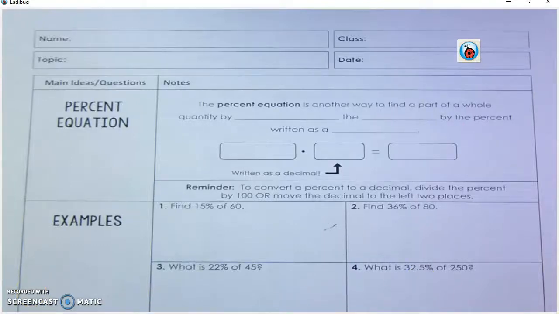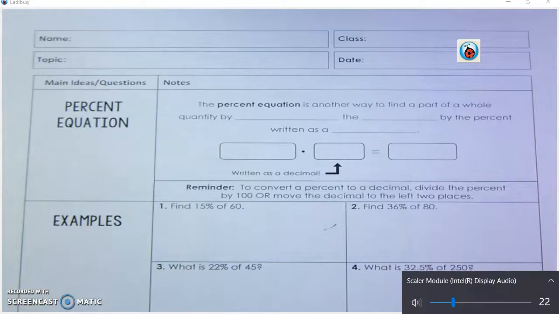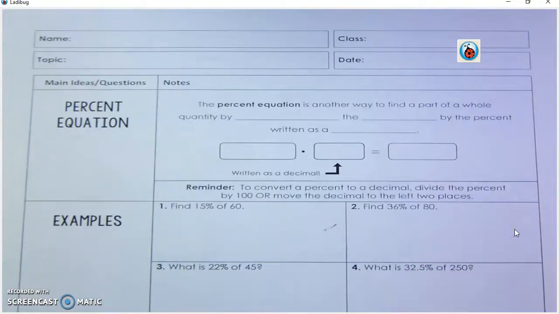Hello guys, in this video we're going to talk about how to actually calculate percent of a number. In our introductory video we talked about percent and mental math. We were doing lots of mental math by just adjusting our position of the decimal point.